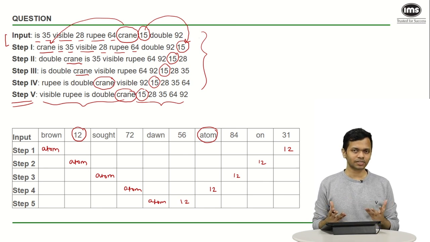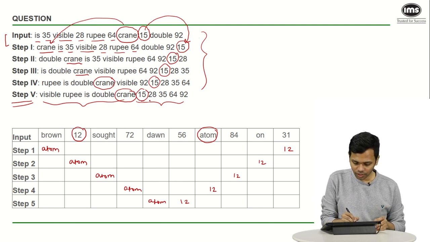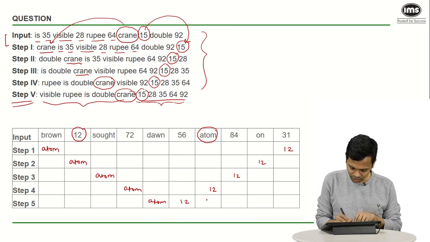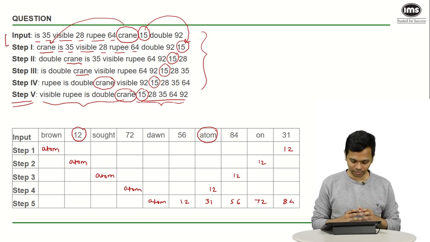Now the last thing that is there, which is step 5, is possibly the easiest to find simply because you just have to arrange the numbers in increasing order. So what you are going to have is after 12, the next number is 31, the next is 56, the next is 72, and the next is 84, right? That is how the last step will be.